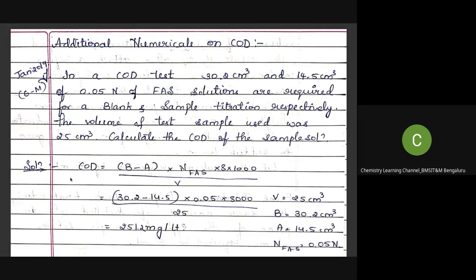So as we know, COD can be calculated using the formula (B minus A) into normality of FAS into 8 into 1000 divided by V. We saw it in yesterday's class. What is B? B is the burette reading of the blank titration, that is the volume of FAS required during the blank titration. And A is the volume of FAS solution required during the back titration. And which burette reading will be higher? Blank will be higher or back will be higher?